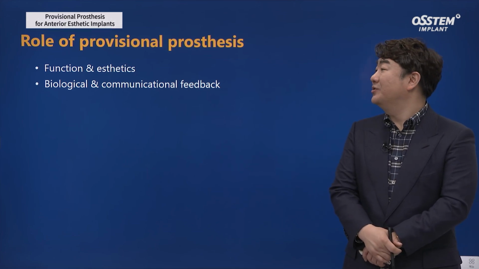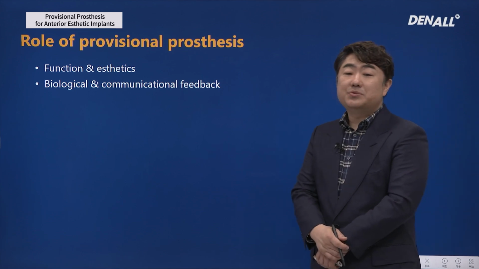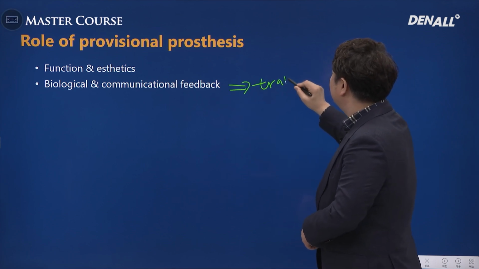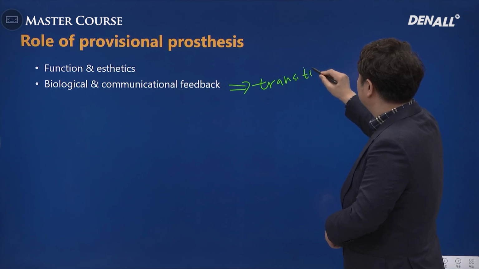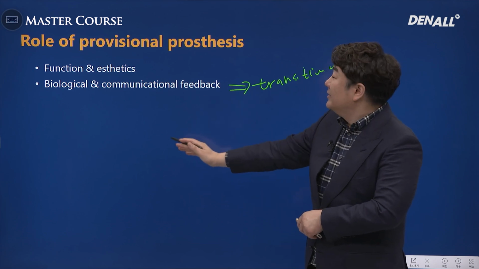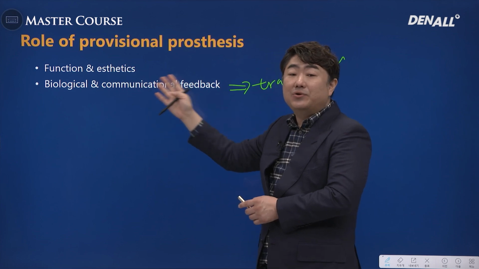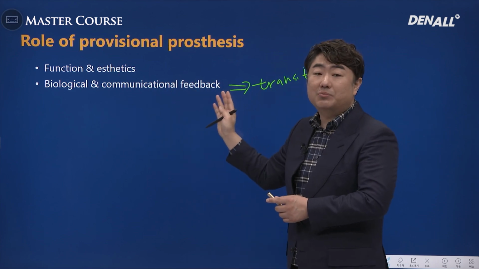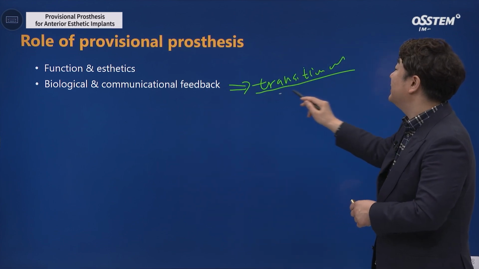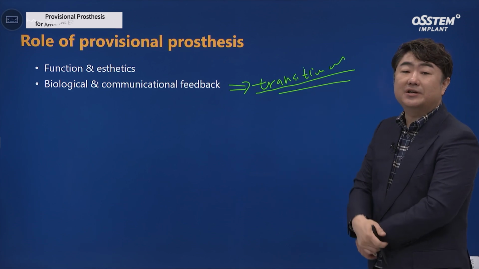The role of provisional restoration is, as we all know, to maintain the inherent functions of a prosthesis, especially in anterior implant cases. The provisional serves as a transitional restoration. It provides biological and communicational feedback during the gingival molding process. This biological feedback and patient communication about the appearance of the prosthesis are crucial, particularly in the anterior region.